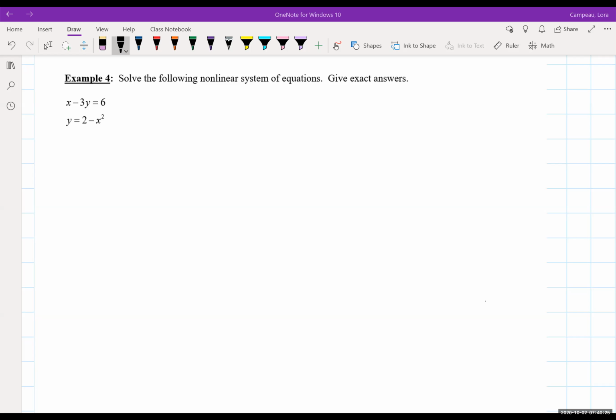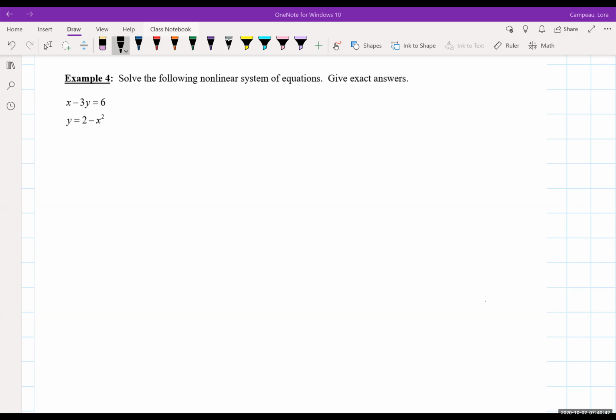So now we're looking at solving nonlinear systems of equations. And the technique is not so different than what we're used to. It's just that we are dealing with, combining maybe a linear equation with a conic section here and there.